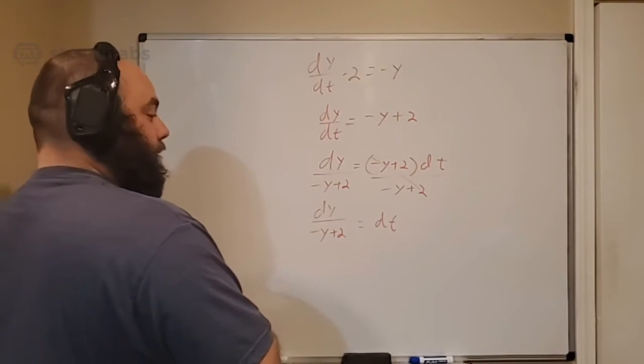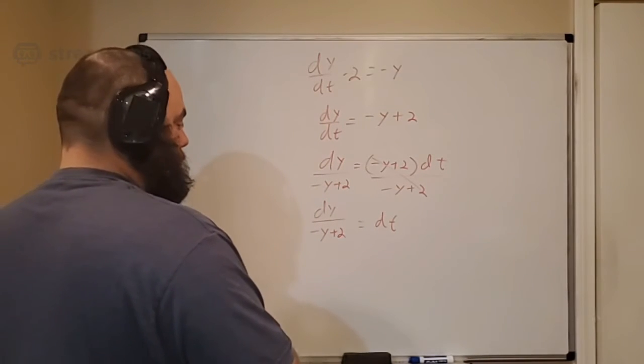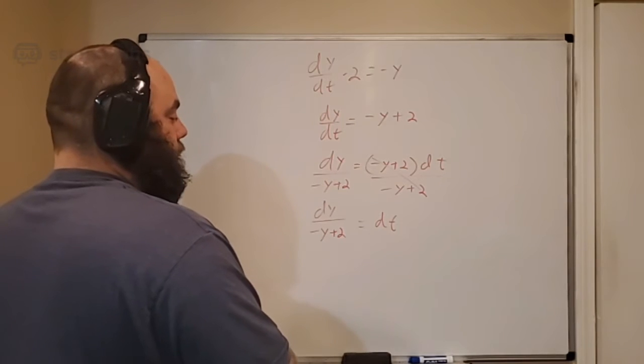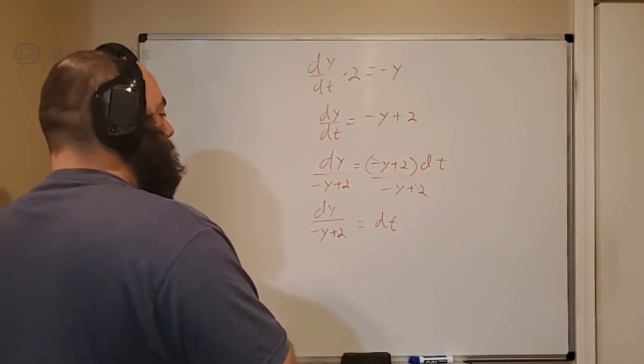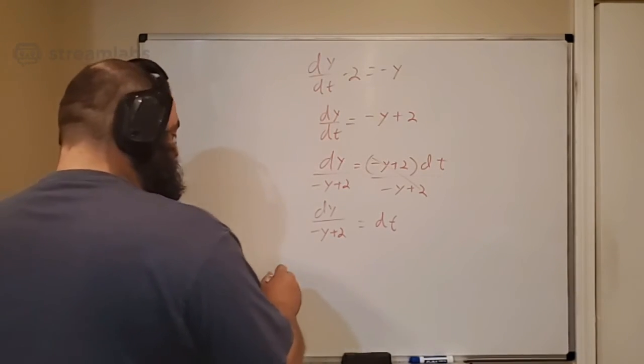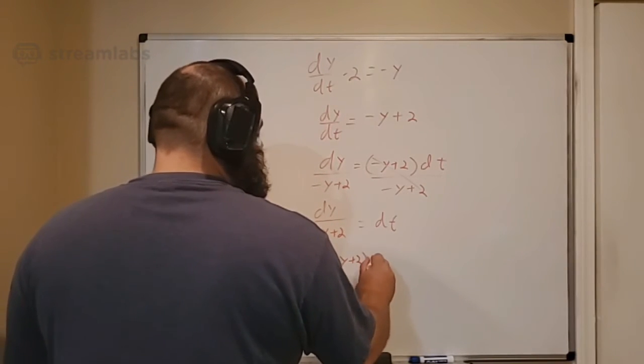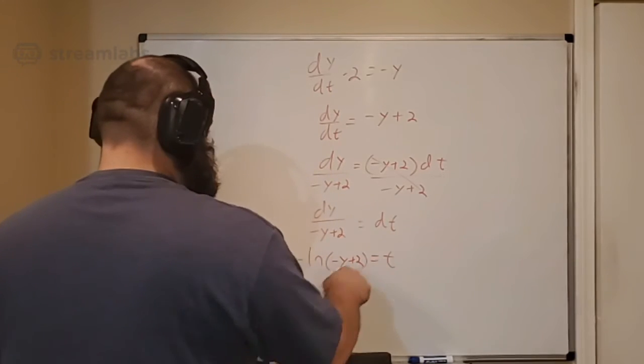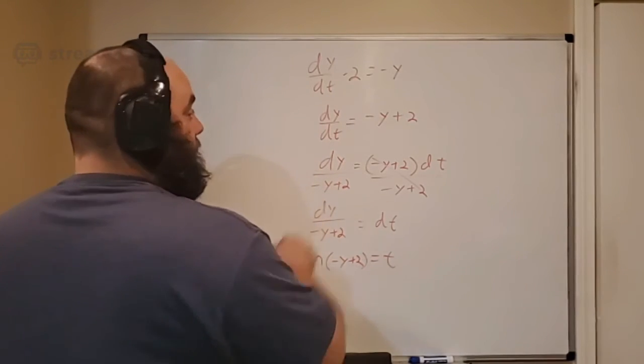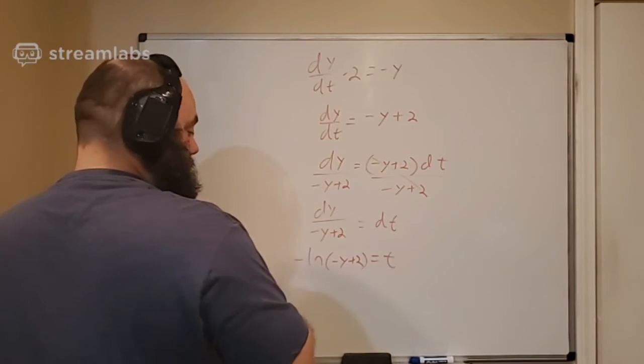Negative ln of y plus 2, or negative ln of negative y plus 2. Yep, negative ln of negative y plus 2 equals t. Move the negative over, because I moved it over to the right-hand side from the beginning. Oh, well, I guess that's equal to t, because you took the integral with both sides. Yep, I forgot my plus c.